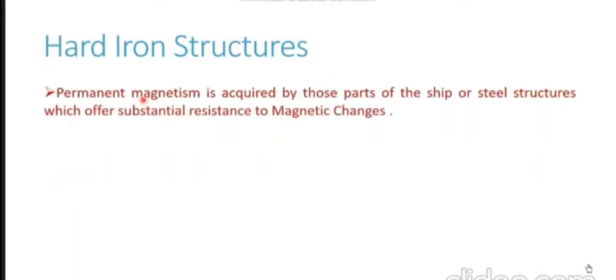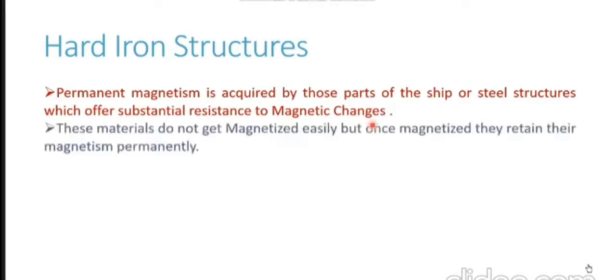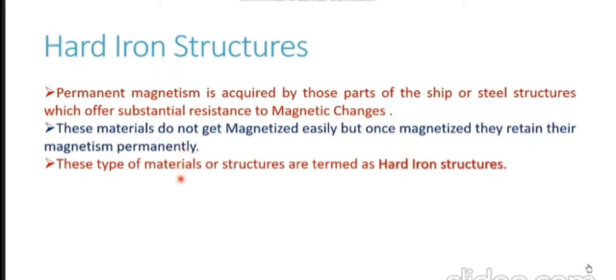Now moving on to the hard iron structures. Permanent magnetism of the ship is acquired by those parts of the ship or steel structures which offer substantial resistance to magnetic changes. These materials do not get magnetized easily, but once magnetized, they retain their magnetism permanently. These kinds of structures or materials are termed hard iron structures.